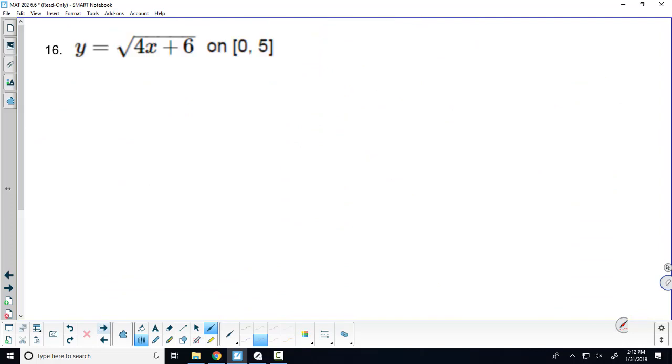Next one. Oh, you guys can do this one. This one's not too bad. So we have a curve, a square root, so a little arc. Rotate about the x-axis on 0 to 5. So go ahead and find the surface area of that.